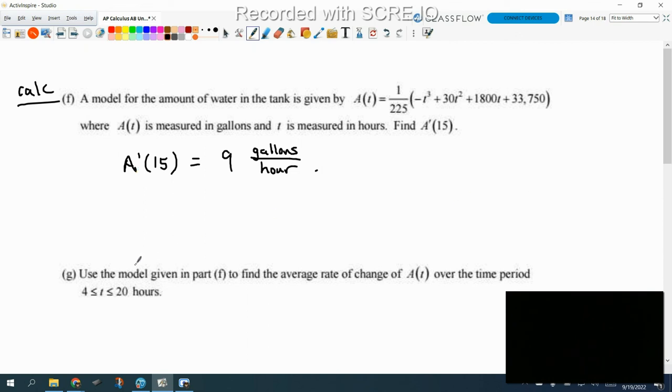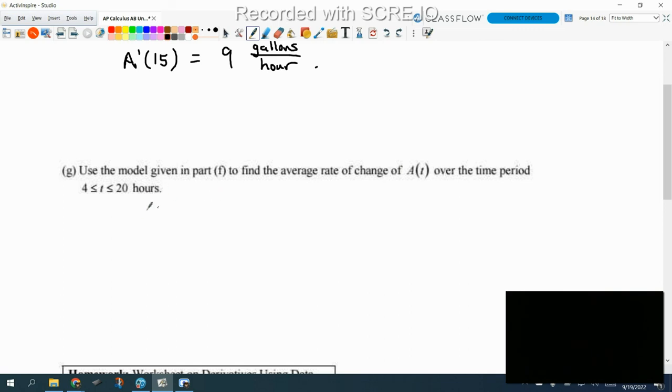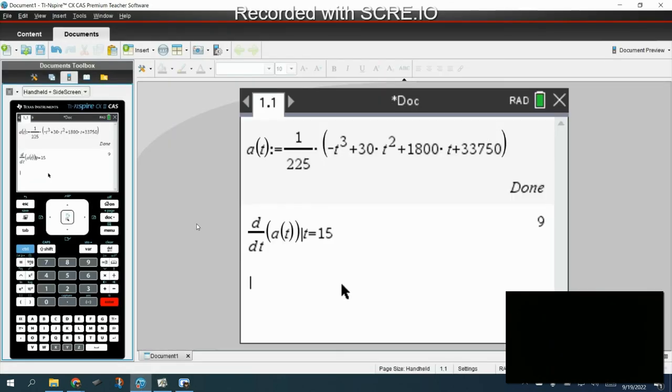All right, so use the model given in part F. So this is the model, the equation, to find the average rate of change of A over the time period from 4 to 20. Okay, so I'm going to have us write out the difference quotient. Okay, even though they didn't say show the computations that lead to your answer, I do think you should do that as much as you can. Okay, so this is going to be A of 20 minus A of 4 divided by 20 minus 4. All right, and that's all I'm going to write, and we're going to use the calculator once again to calculate that whole thing for us.